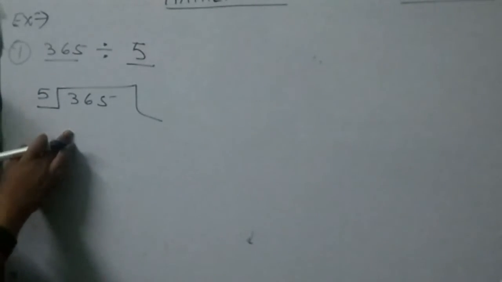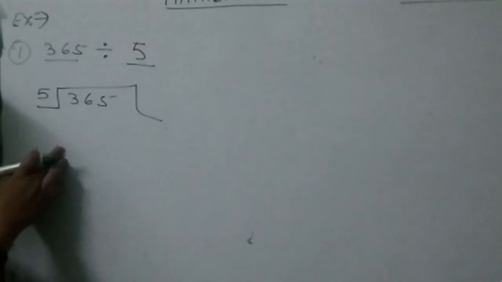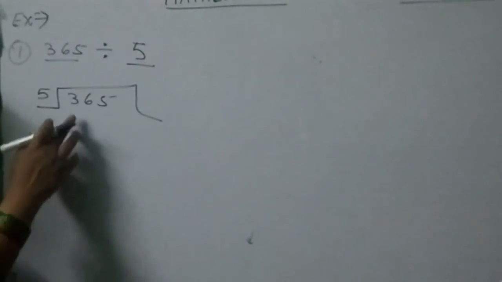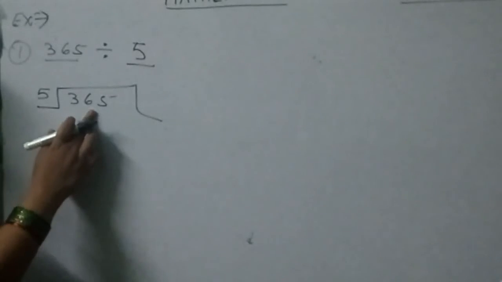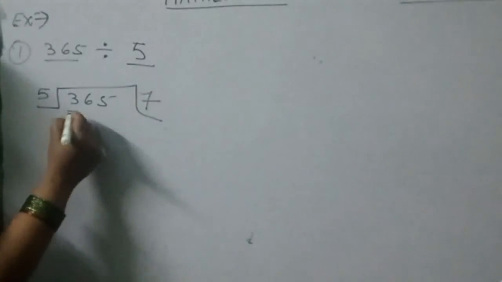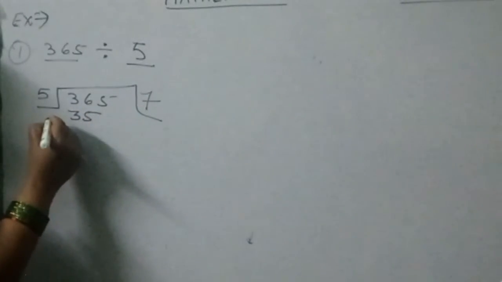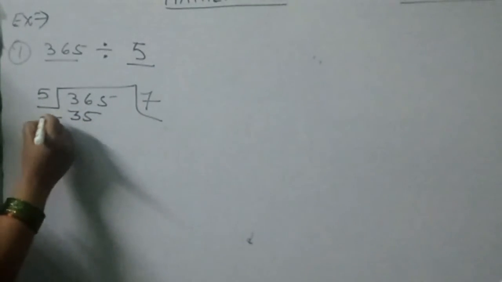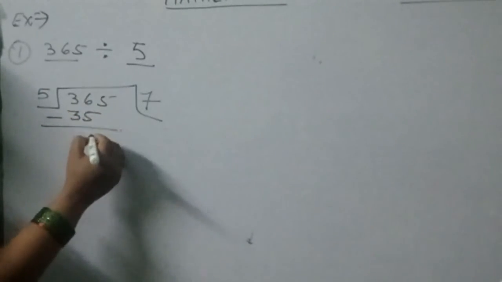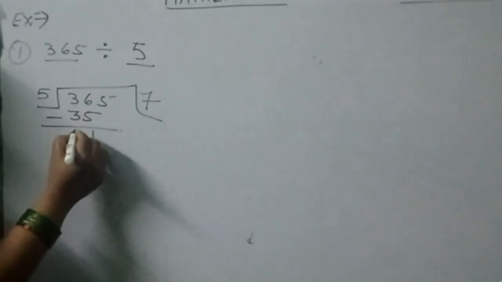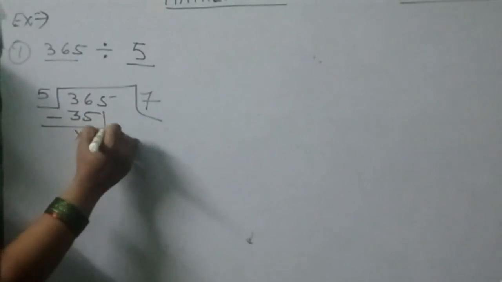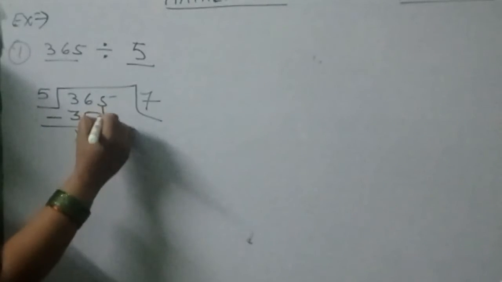Okay. Then 5 7s are 35. 5 8s are 40. If you read 5 8s are 40, then it will be greater than 36. So we will take 7 here. 5 7s are 35. And afterwards you have to put the minus sign. Then subtract the number. 6 minus 5 is 1 and 3 minus 3 is 0. Put the cross mark. Again the next number will come down, this number 5.